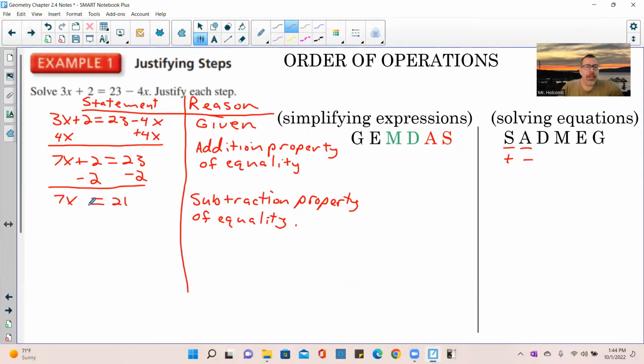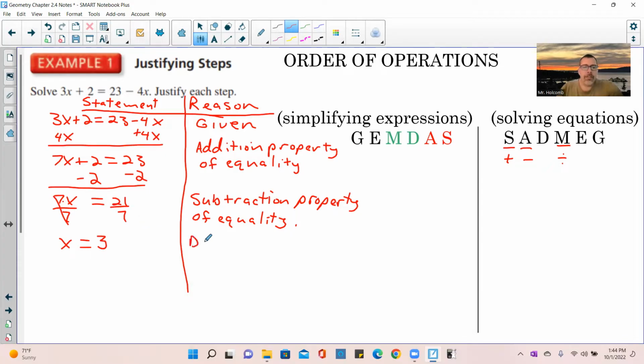So now I have 7x equals 21. I want to get x by itself. Since x is being multiplied by 7, so we're on this step right here. The inverse of multiplication is division. So I'm going to divide to move the 7 across the equal sign. Hopefully that makes sense to you when I explain it this way. And when we divide both sides by 7, we get x equals 21 divided by 7, which is 3.